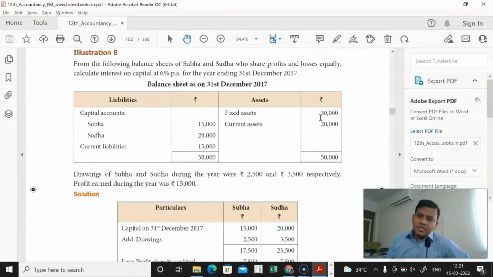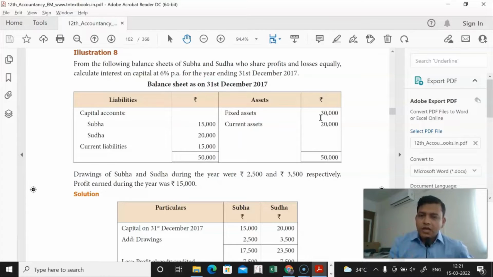Now we'll move on to the next illustration, which is going to be between Shubha and Sudha, who share profits and losses equally. Calculate the interest on capital at 6%. They have given the balance sheet, the December 2017 balance sheet. In that there is capital, then current liabilities, and assets, fixed assets and current assets.